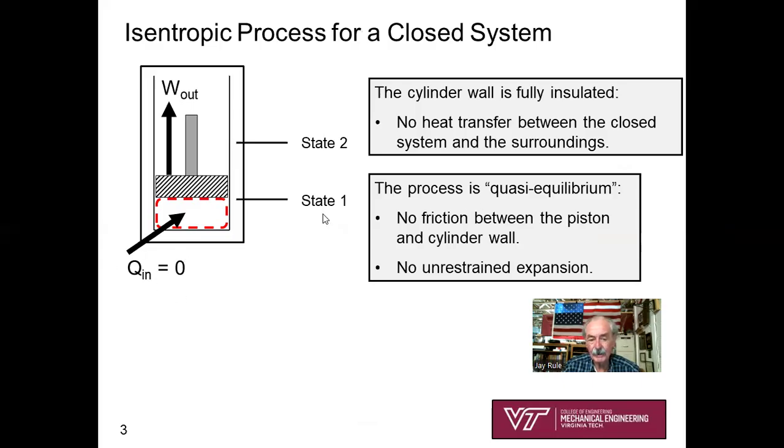The other part is going from state 1 to state 2. The process is, in the old days of chapters 1 and 2, quasi-equilibrium, and now you realize it's called reversible. That means no friction between the piston and cylinder wall, and also no unrestrained expansion during the process 1 to 2. So that's a little review of what an isentropic process would be for a closed system.